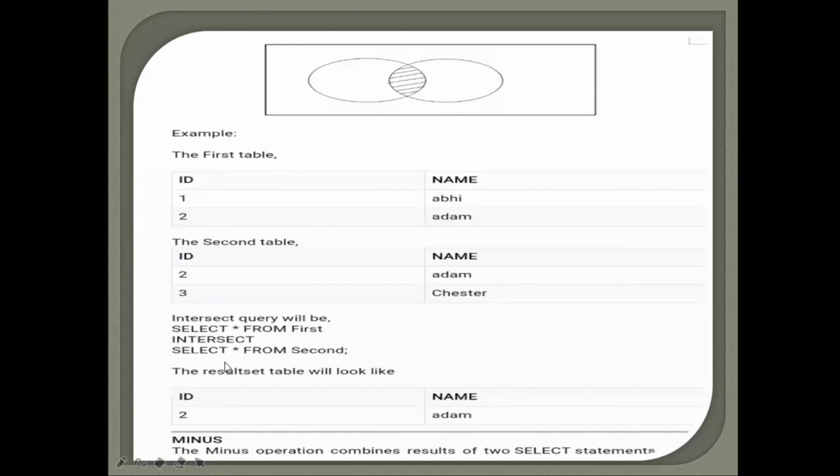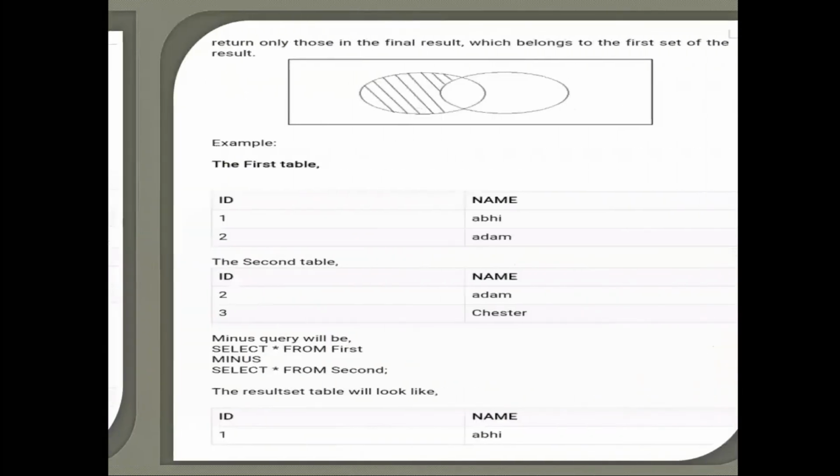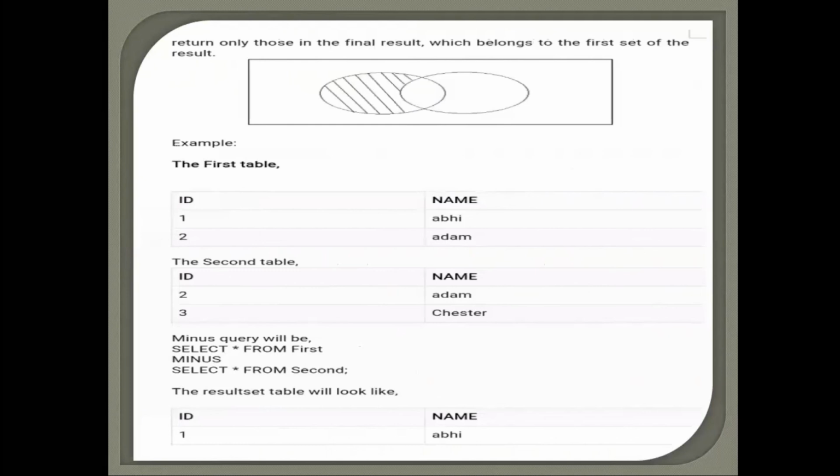Moving on to the next part, that's minus. It combines the result of your select statements, but it returns only values from your first set, and that too only unique ones. Now let's try to understand. We have the first table here and the second table here. It will take only values from the first table. Even the common values between both are not taken into consideration, and your second table's values are not considered either. Only your first table is under consideration.